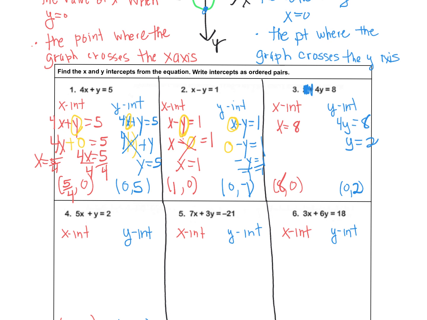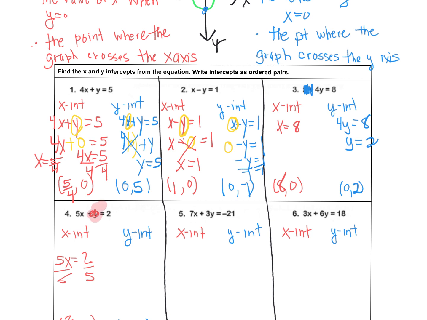All right, so looking for the x-intercept here, we are going to let y equal 0. If I let y equal 0, then what we would have is 5x equals 2. And if I divide both sides by 5, x will equal 2/5.